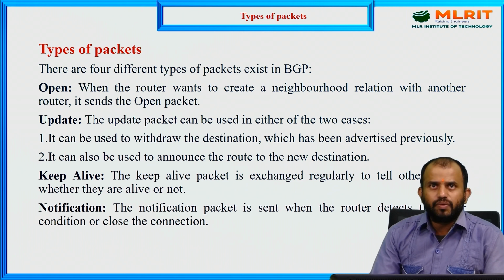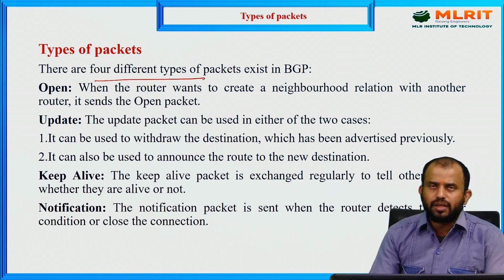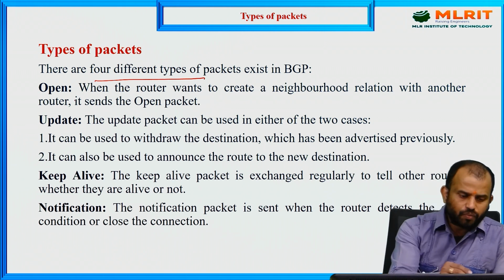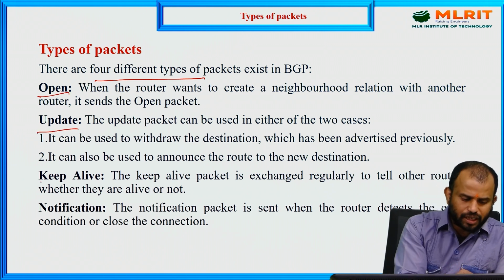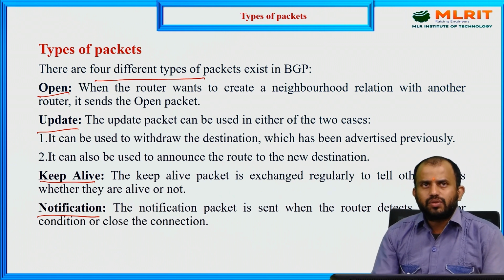So basically, when we go for these types of packets, there are 4 different types of packets that exist in the BGP protocol. One is open, another one is update, another one is keepalive, and another one is notification. So we'll come one by one. What is meant by this open?